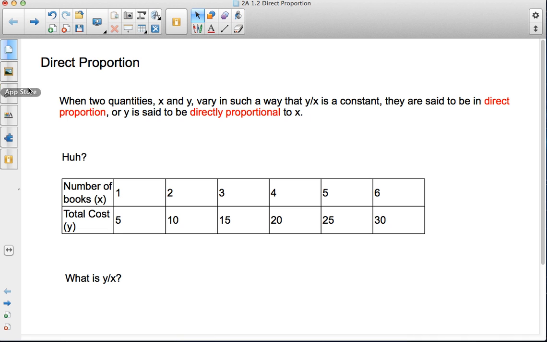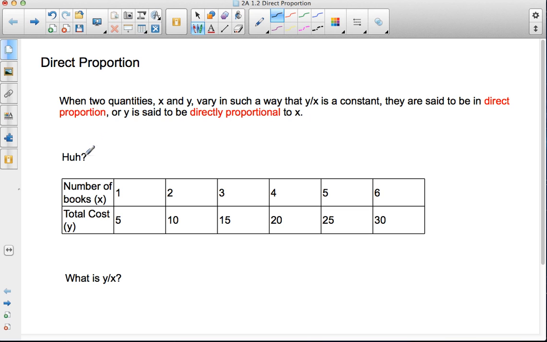Let's talk today about direct proportion. One way to think about it is if one value goes up, the other value goes up as well. Officially though, one way to define direct proportion is when two quantities, x and y, vary in such a way that y divided by x is a constant, they are said to be in direct proportion, or y is said to be directly proportional to x.